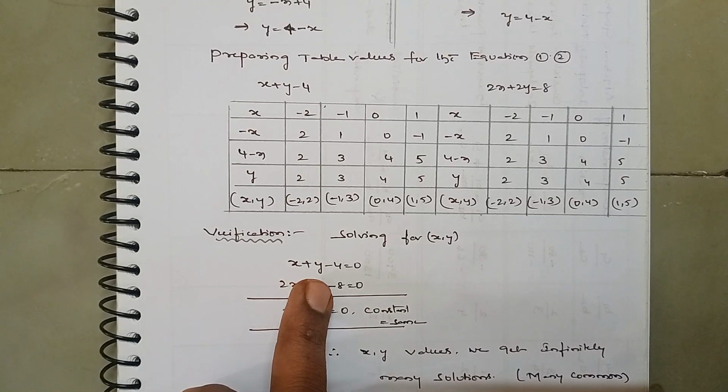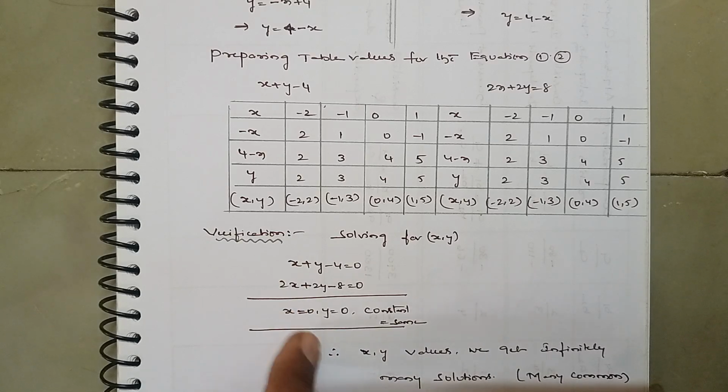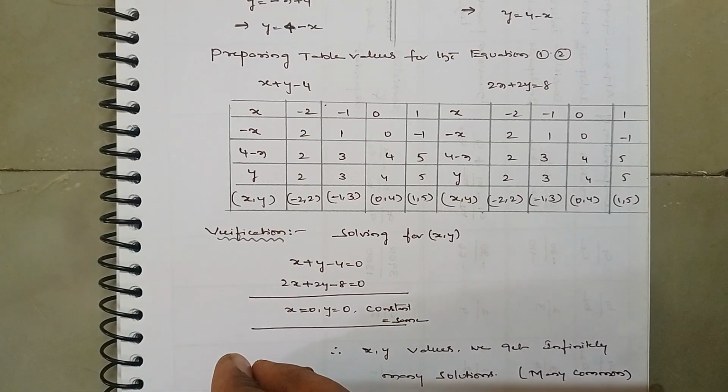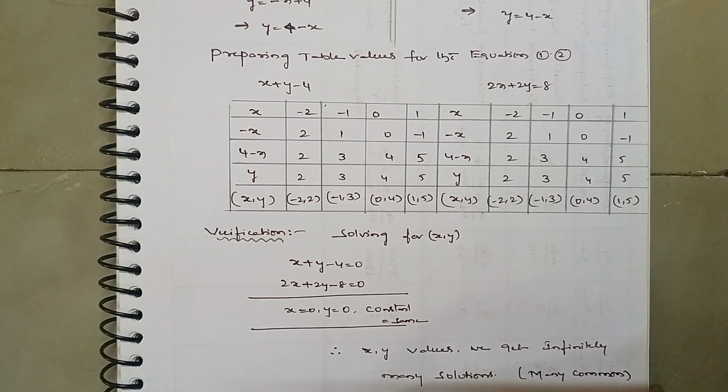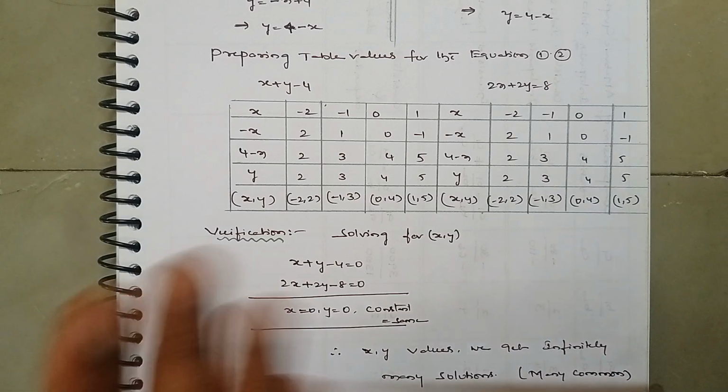What is your first equation? x plus y minus 4 equal to 0, and 2x plus 2y minus 8 equal to 0. So even in this we are getting the same x value and y value coefficients, and the constant is the same. Okay, if the constant differs, we call it parallel lines, as in the previous video. If the constant is also the same, then we can say that the lines are coincident. We get an infinite number of unique points. We get an infinite number of solutions.